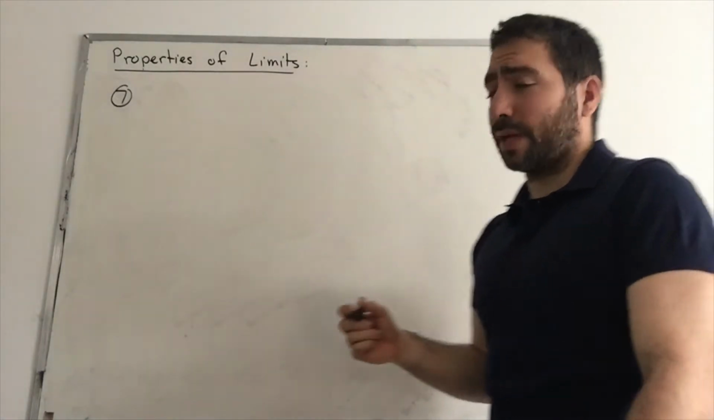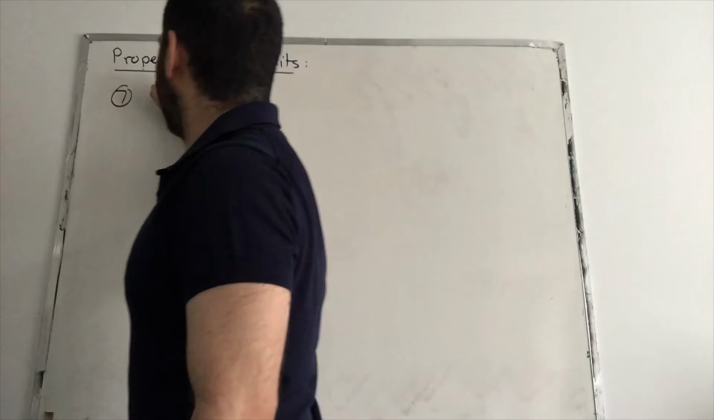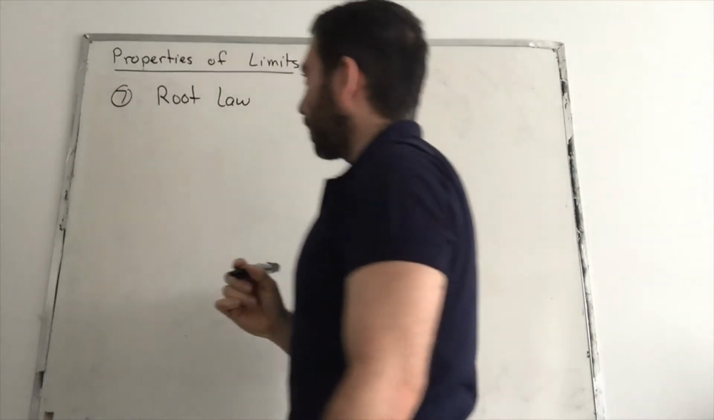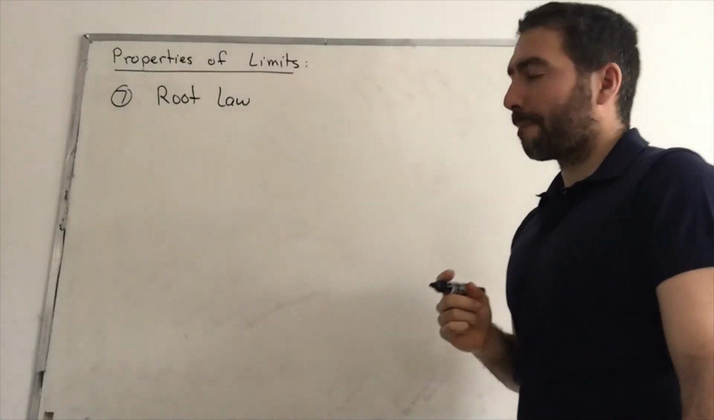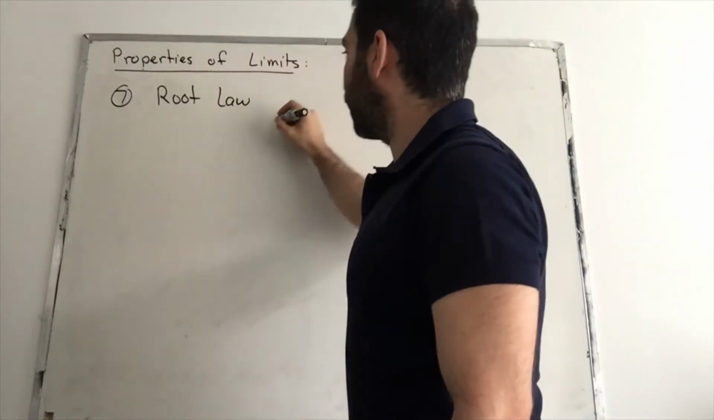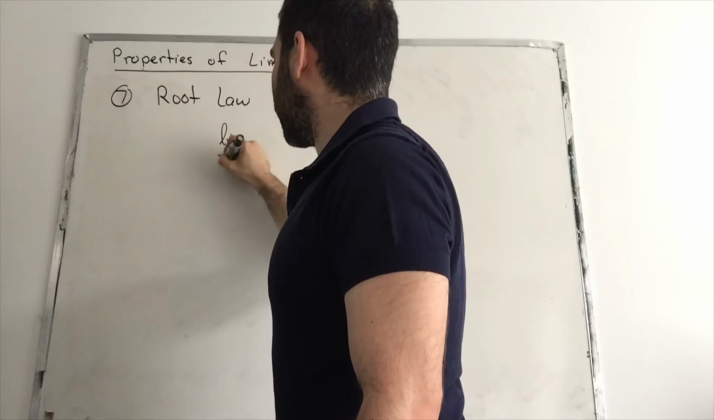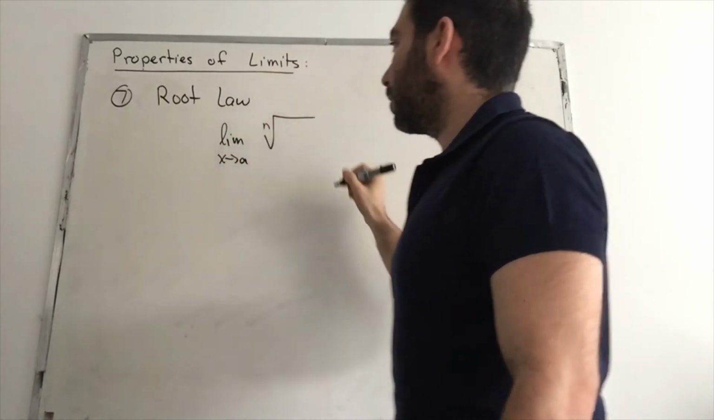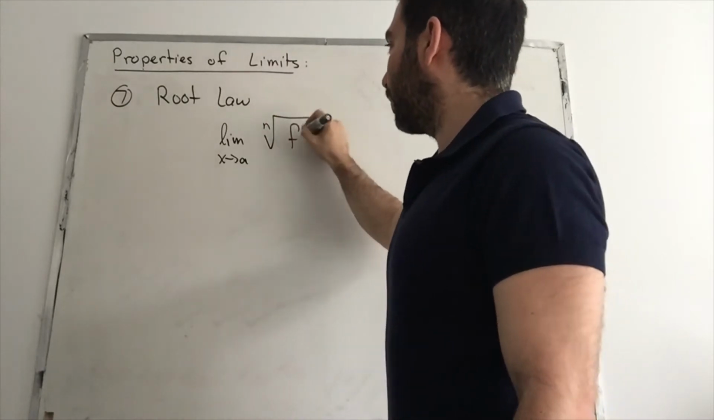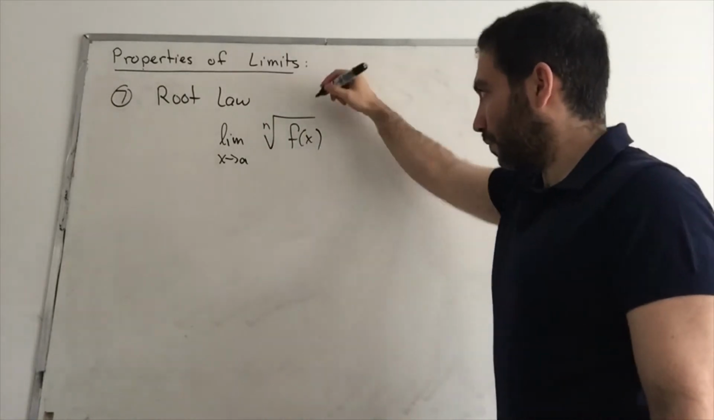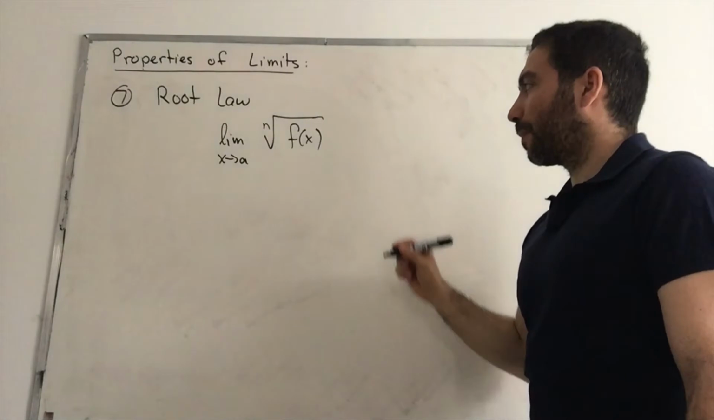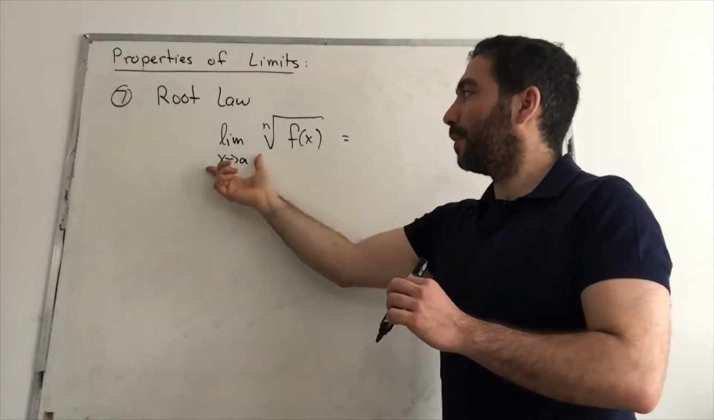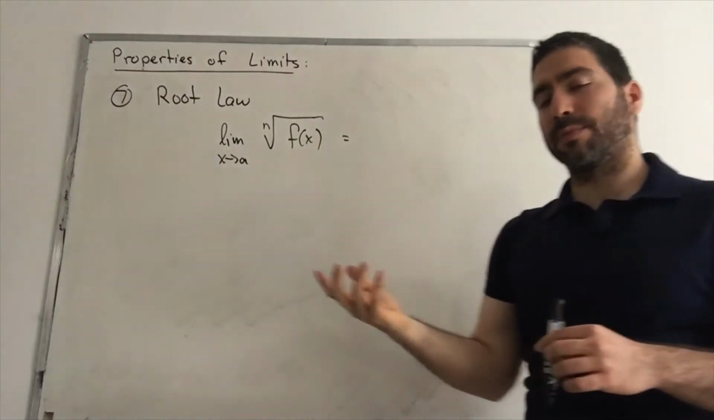So the next property that we have is the root law. Which states that the limit as x approaches a of the root, let's put the nth root, it doesn't matter, the exponent of f of x is equal to, what we're essentially going to do is take the limit and jump inside the root. This is one of the nice properties that we have for limits.